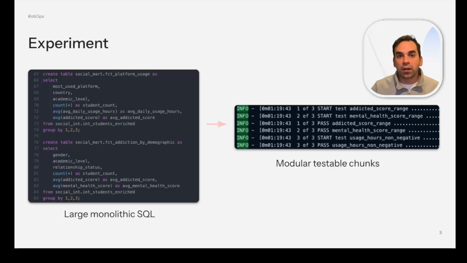So here's the plan. We'll start with a monolithic SQL pipeline, watch how it fails or silently degrades our data quality, and then we're going to rebuild it with dbt. We're going to see how the failures are now going to be much clearer, isolated, and easier to fix.